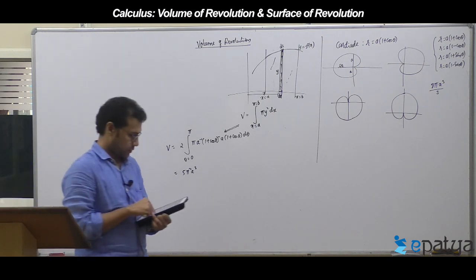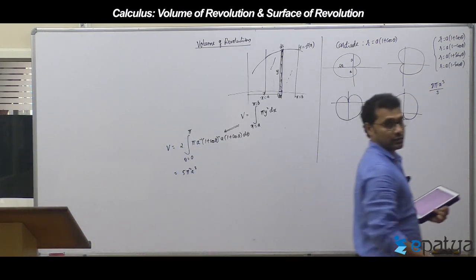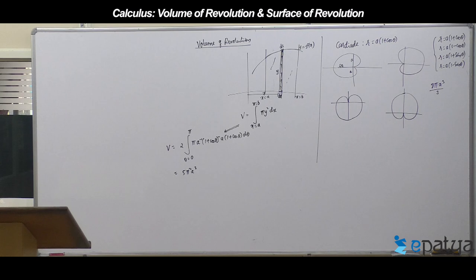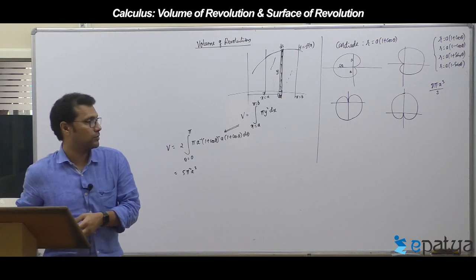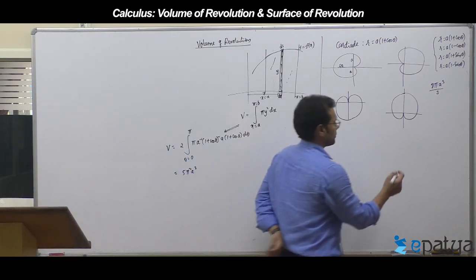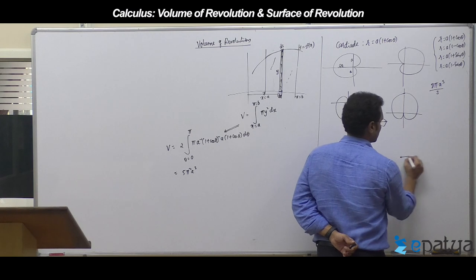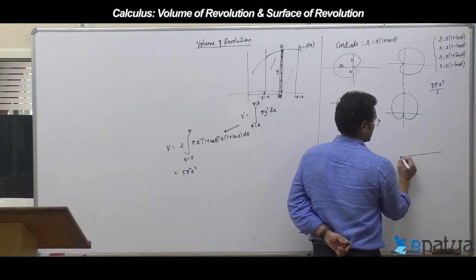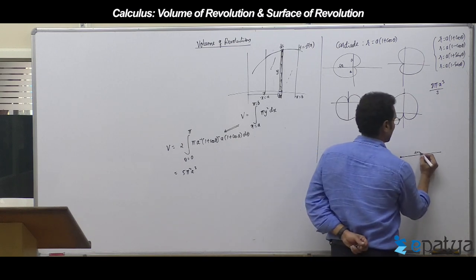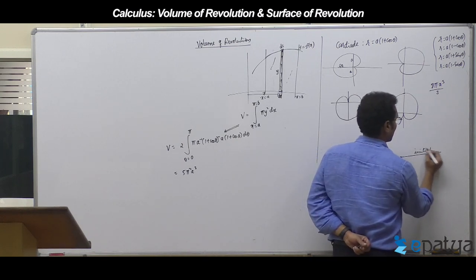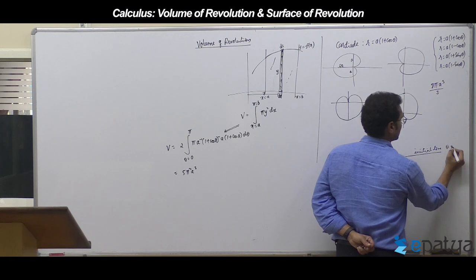Okay, take this one. Surface areas. Theta equal to 0, initial line. Remember the polar system, the terminology. So the polar system has two things. One is the pole, we call it also the focus, and the initial line. Initial line is actually the theta equal to 0 line.